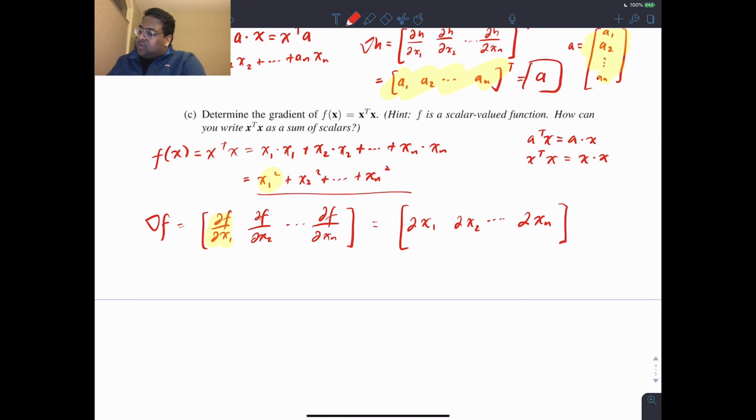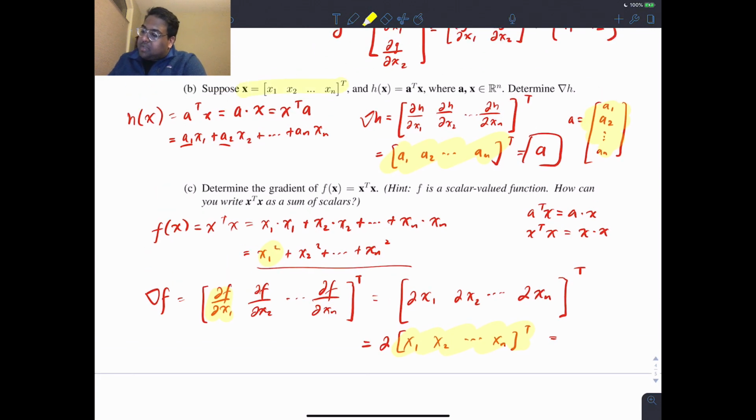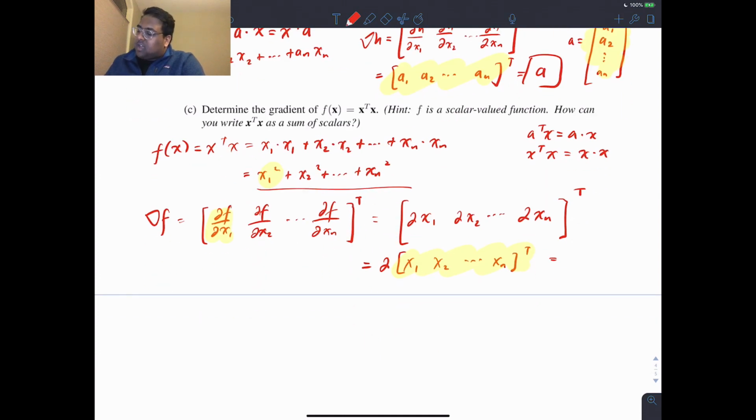So there should be a transpose over here and a transpose over here, because by convention we have column vectors. What we notice is that this is really just 2 times the vector x1, x2 through xn, transpose. And this vector is just x, because by definition up here, x is the column vector with x1 through xn; we wrote it as a row vector, so we have the transpose. So the gradient of f is really 2x.